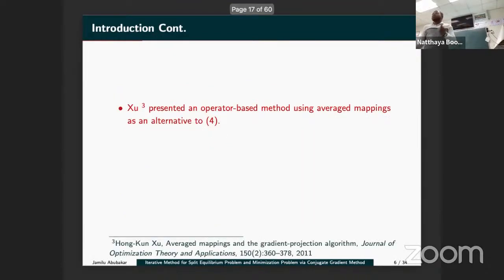So in order to have an alternative way of proving convergence of this kind of method, Zhu, in the paper "Average mappings and gradient projection", published in the Journal of Optimization Theory and Applications, tried to use averaging mappings as an alternative to the previous characterization, because that one involves a strongly or inverse strongly monotone operator. So he got this convergence by using the average mapping operator.